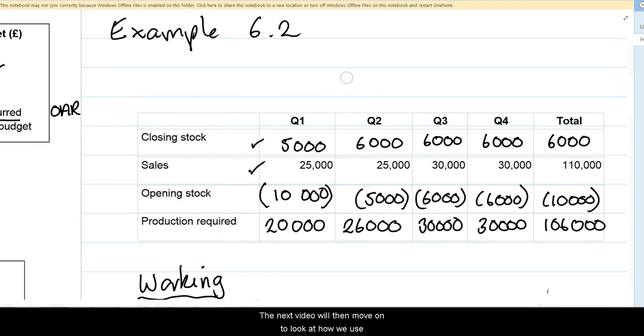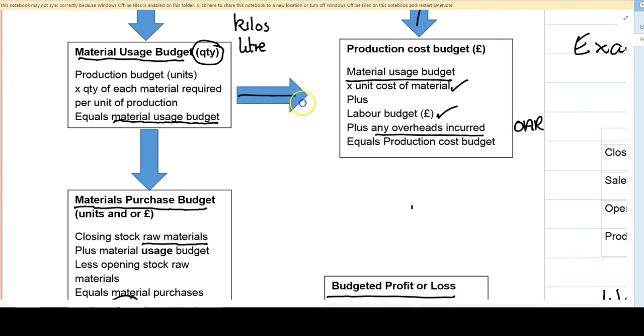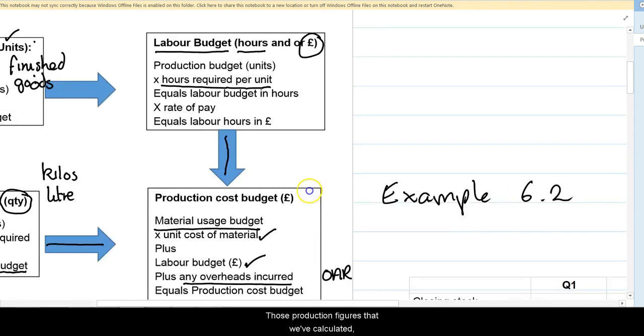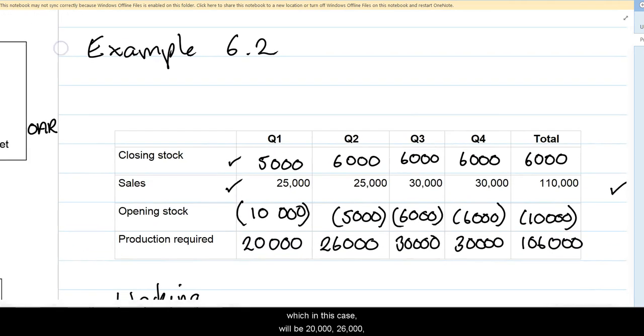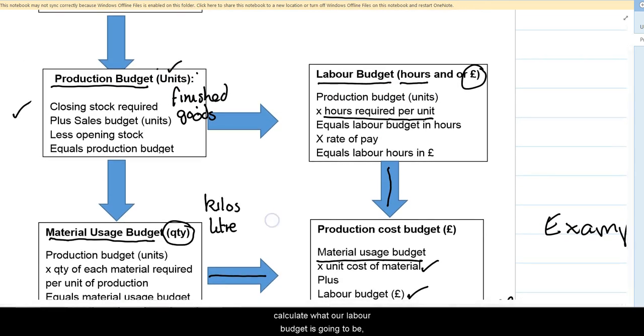The next video will then move on to look at how we use our production budget here, those production figures that we've calculated, which in this case will be 20,000, 26,000 and 30,000 and 30,000, how we use those figures to calculate what our labour budget is going to be and what our material usage budget is going to be.